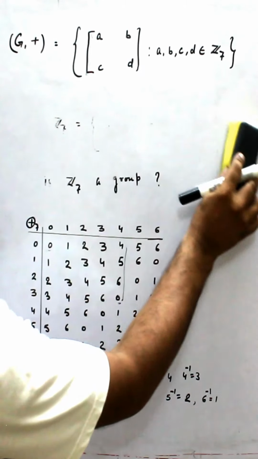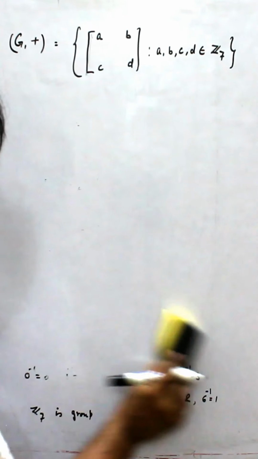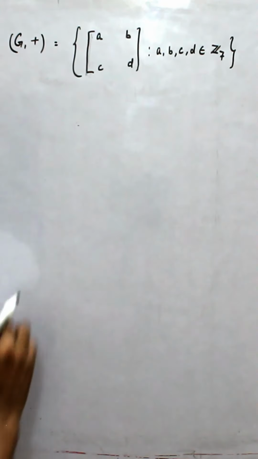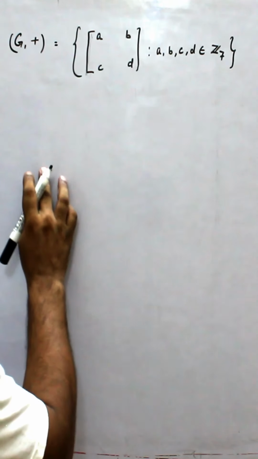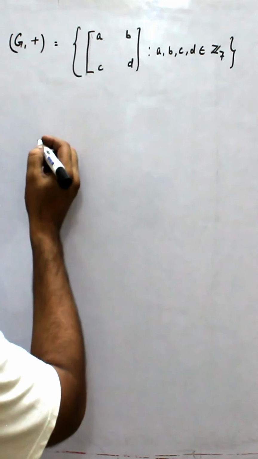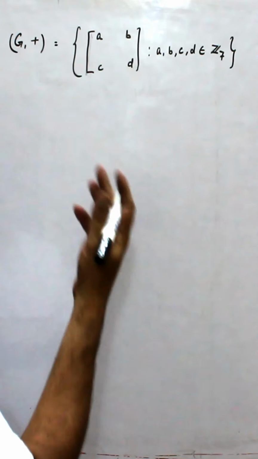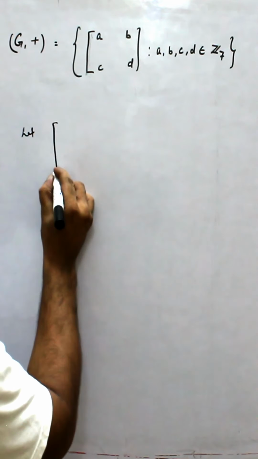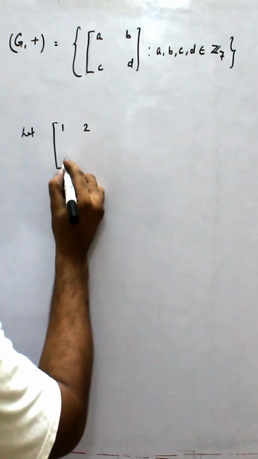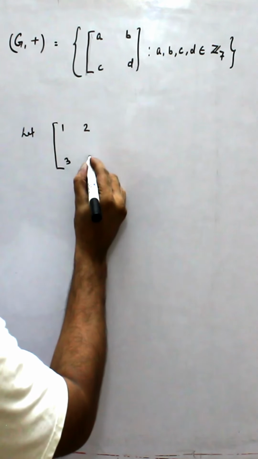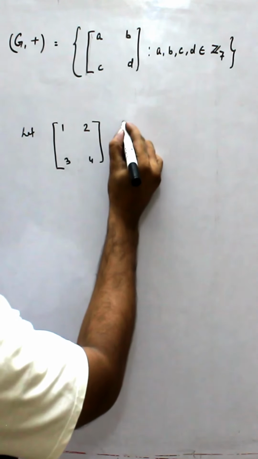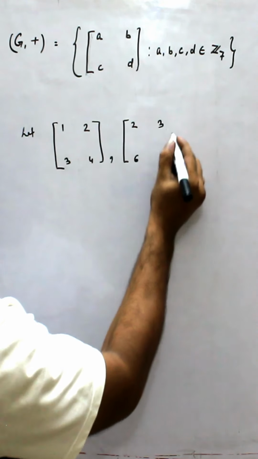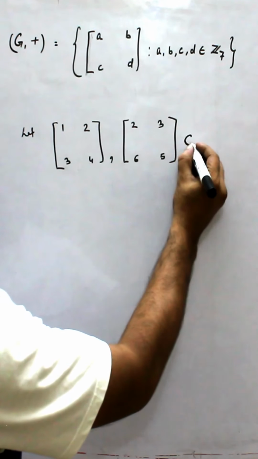Now we have to check what about G. G has matrices. Suppose we take any two matrices; I am just explaining by giving an example, which perhaps will help you understand. Let me take the matrices 1, 2, 3, 4 and 2, 3, 6, 5. These two elements belong to G.